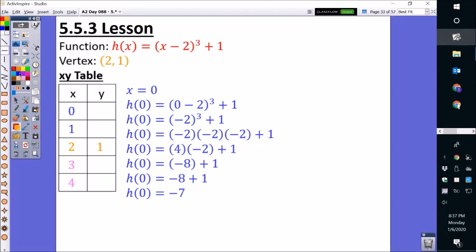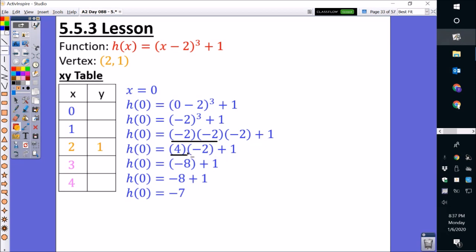So if you were to multiply this one at a time, let's take a look. Negative 2 times negative 2 is going to be positive 4. Hence, that is why we have positive 4. And then you bring down the negative 2, and then you bring down the plus 1.